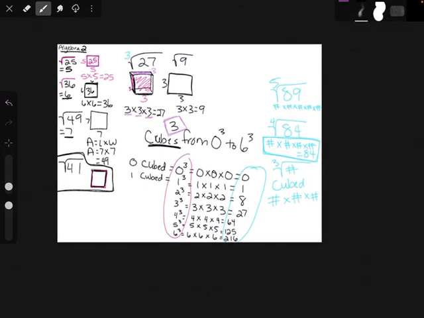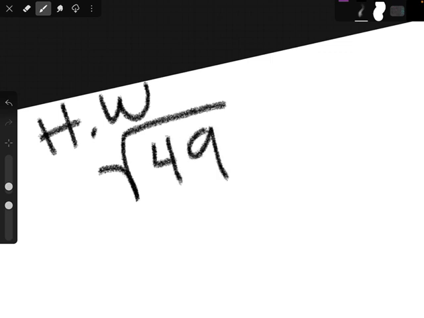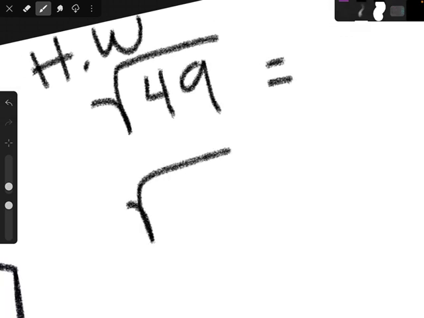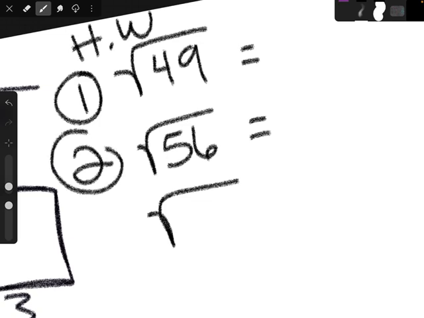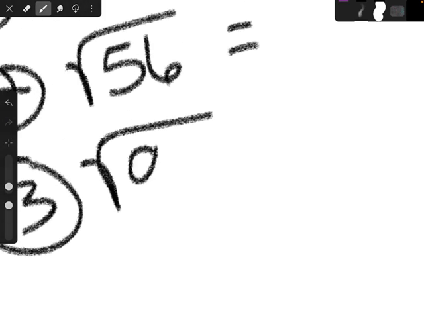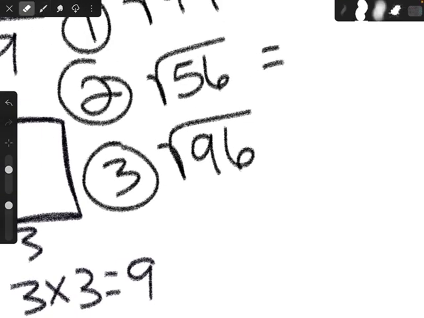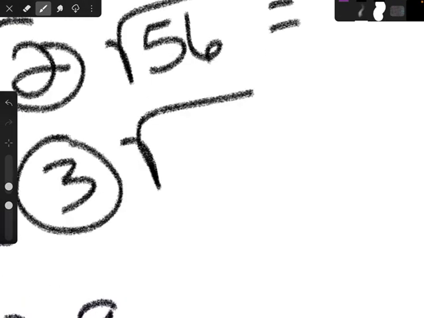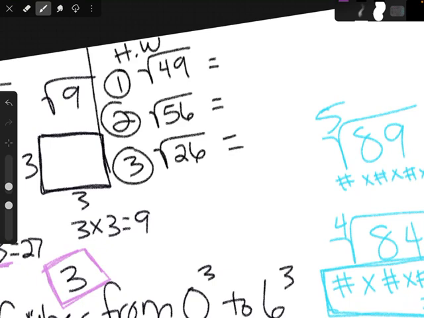I know I did all of those, but I want you to find square root. This is homework right here. Find the square root of 49. Find the square root of 56, and if you can't find it, say cannot find. All right, and put a reason why. Always gotta put a reason why. Okay, that's 1 question. That's 2 question. 3 question is 96. Or my bad, not 96. I gotta remember 26. I think that's right. Okay. So go ahead, that's your homework.